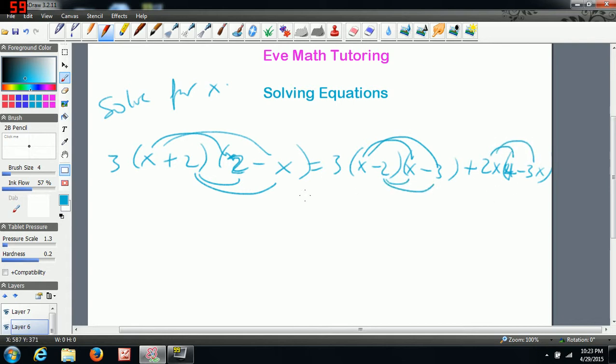Then this is just going to get multiplied in. So we're going to use FOIL here, like I said. So x times 2 is 2x. X times negative x is negative x squared. 2 times 2 is 4. And then 2 times negative x is negative 2x.